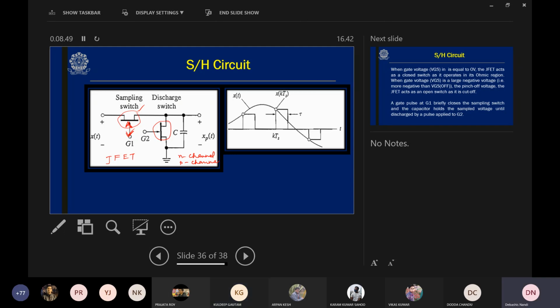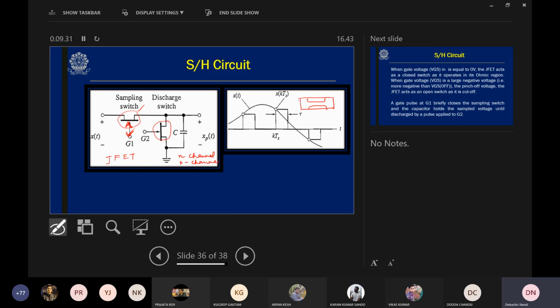Can you remember the internal structure of a JFET? Otherwise, it will not be clear. How can a JFET be constructed? A JFET is something like this. I am drawing here. A JFET is nothing but a silicon bar like this, having heavy doping on both sides. These two sides are heavily doped.